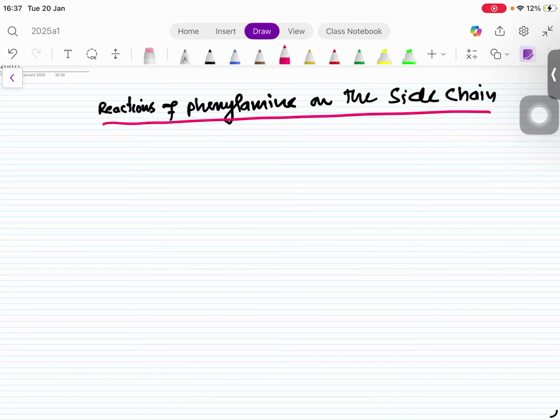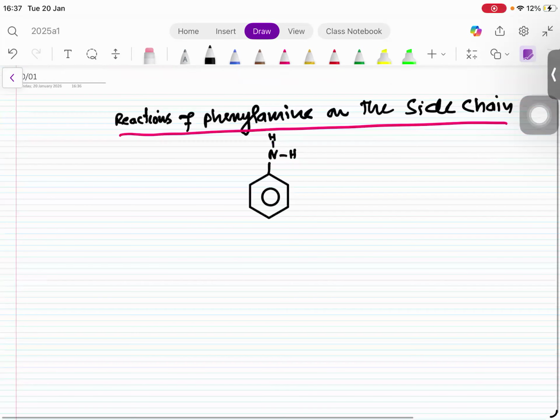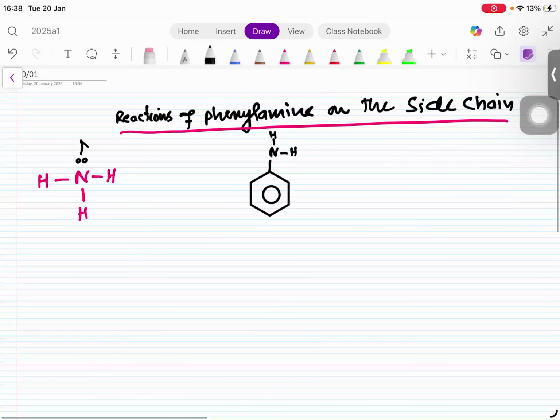This is the topic. If you look at the side chain of phenylamine, it is NH2. We'll discuss this compound in detail later, but at this moment I'm going to give you the basic information you need to know. This is an inorganic compound, ammonia. We all know ammonia is a base. Why? Because it uses its lone pair of electrons and accepts what? Proton. Therefore, it's a base.